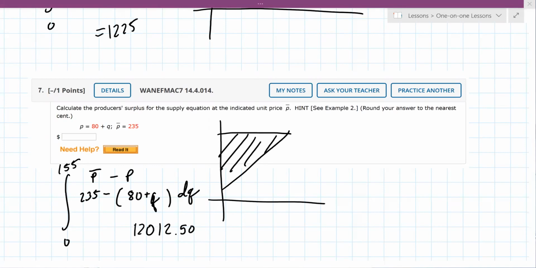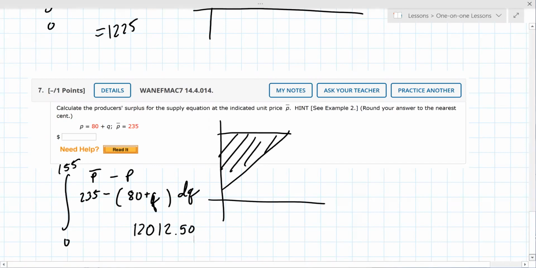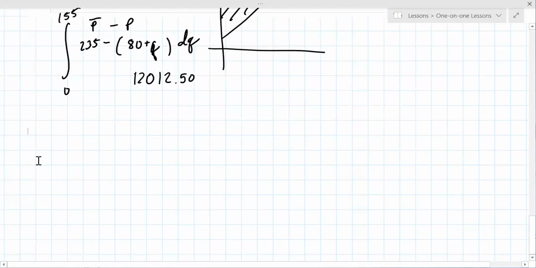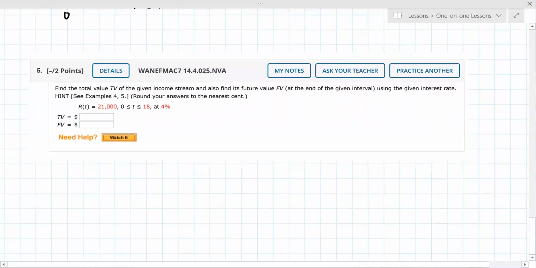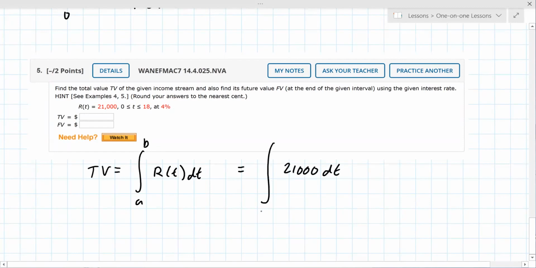So 5 and 6 are these income stream ones. They're kind of like annuities. I've actually never seen these used because almost everyone uses financial calculators. They never use calculus for these. So there's two things that they're asking for here. The first is the total value, and the total value is much more straightforward. It's always the integral of r of t from a to b dt. So in your case, it's the integral of 21,000 from 0 to 18.